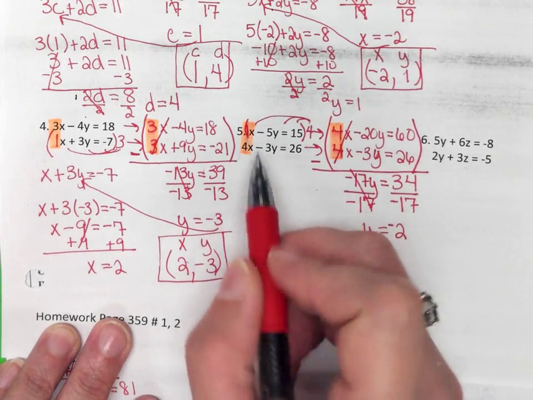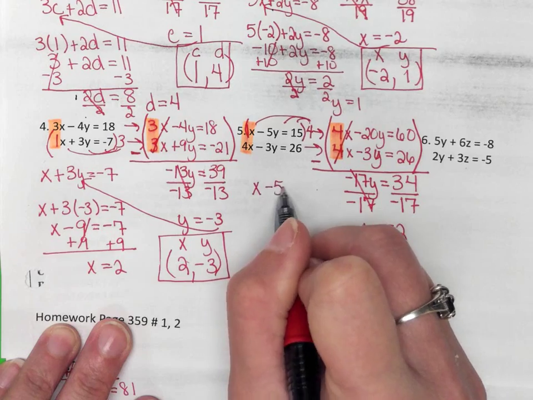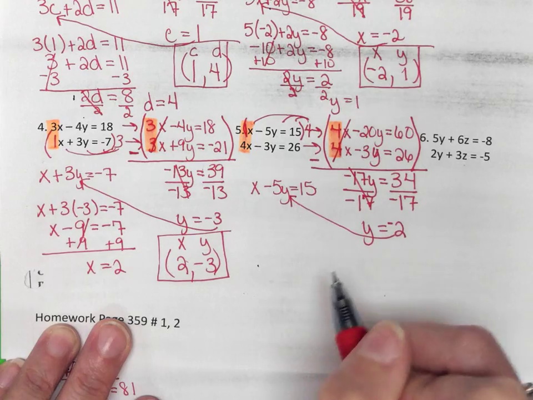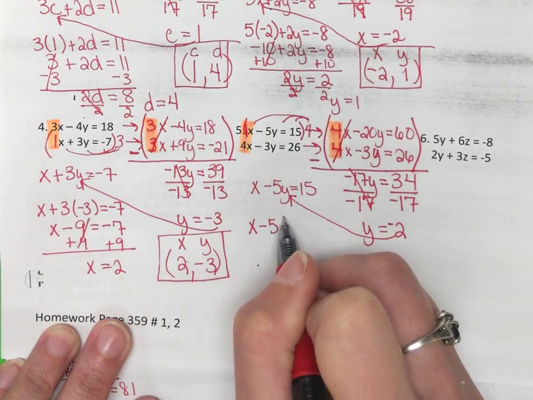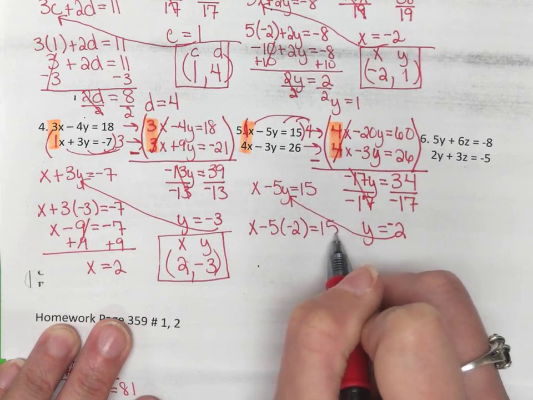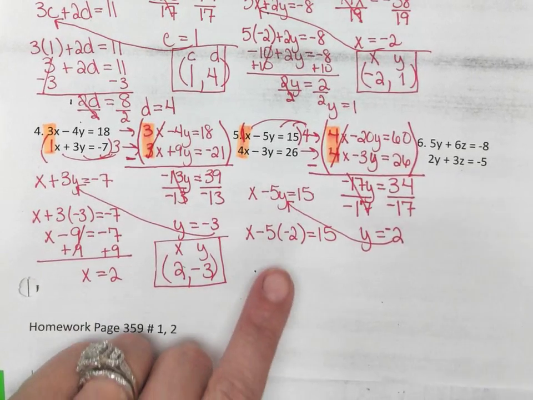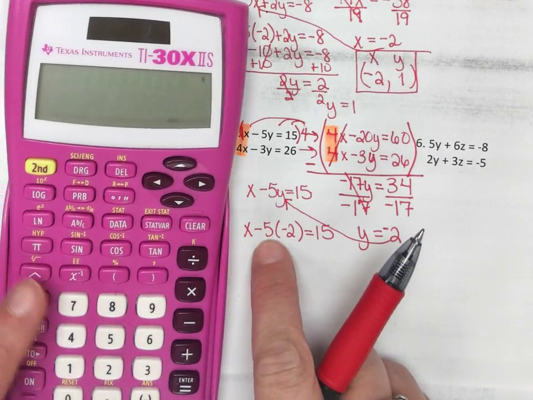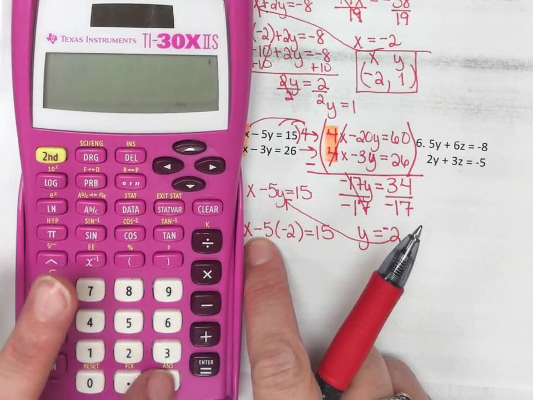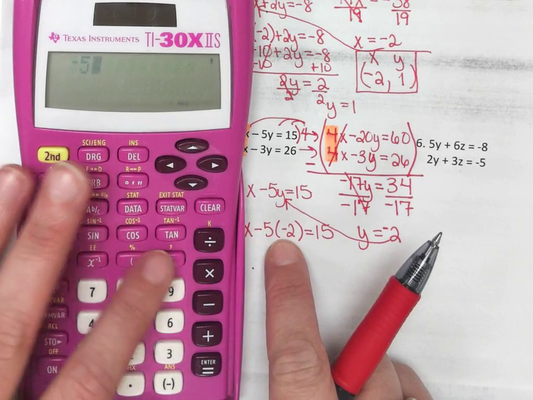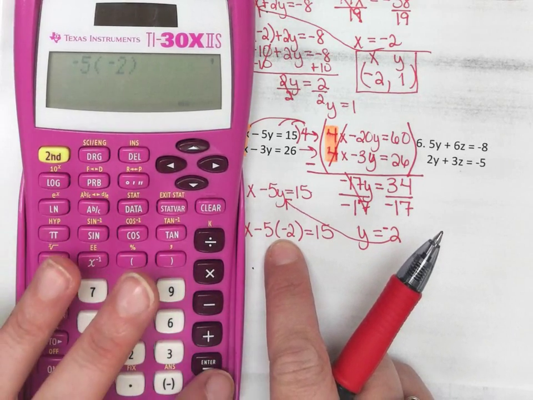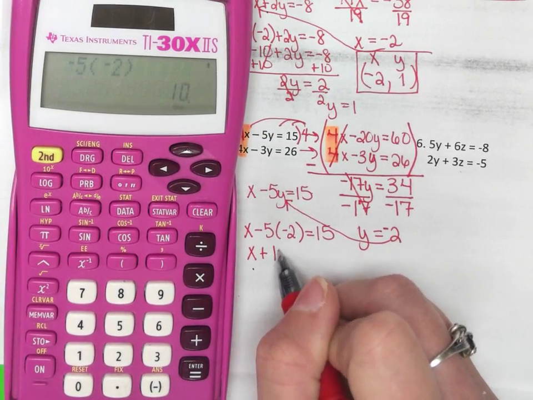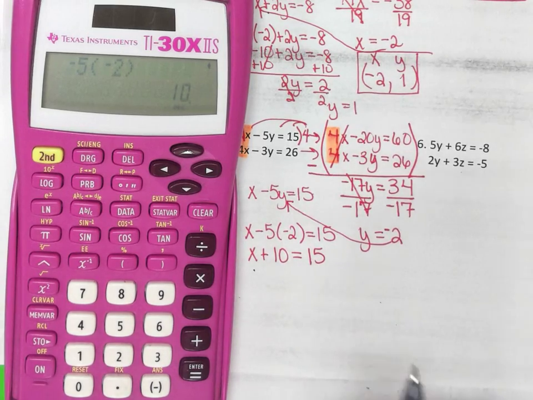I think I'm going to pick a top equation. So we got x minus 5y equals 15. Alright, so we're going to plug in this y right here. So x minus 5 times negative 2 equals 15. Alright, now this is where a lot of you are messing up when you're doing your calculator. So let's look at this together. So this is a negative 5. So negative 5 times negative 2 is a positive 10. A lot of us are getting our signs messed up right there. Make sure you put plus 10.